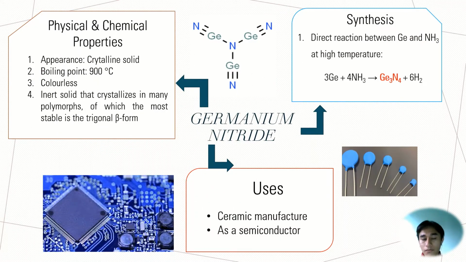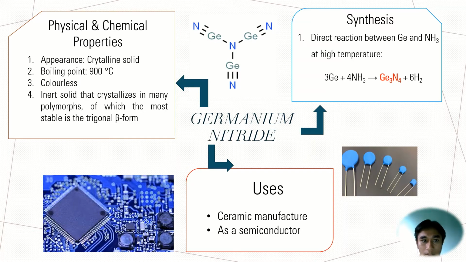The general formula for germanium nitride is Ge3N4. Germanium nitride can be produced by the direct reaction between Ge and ammonia at a high temperature. 3 mol of germanium will react with 4 mol of ammonia and produce germanium nitride and 6 mol of hydrogen gas.